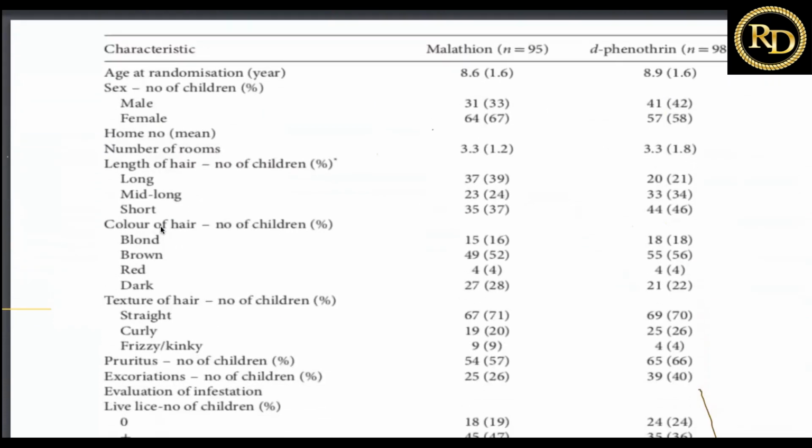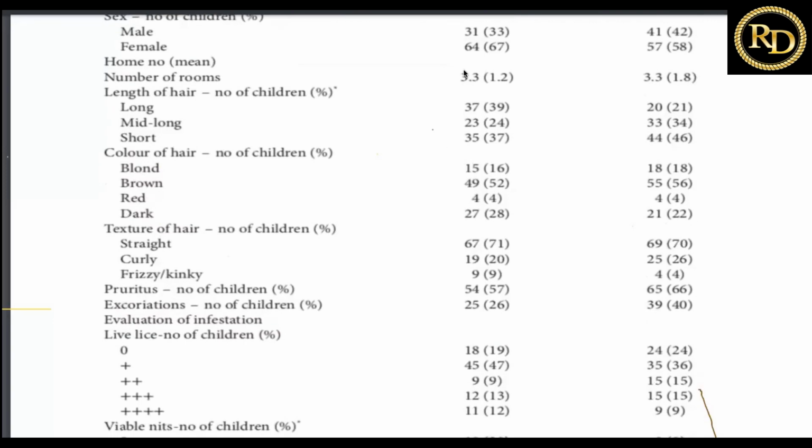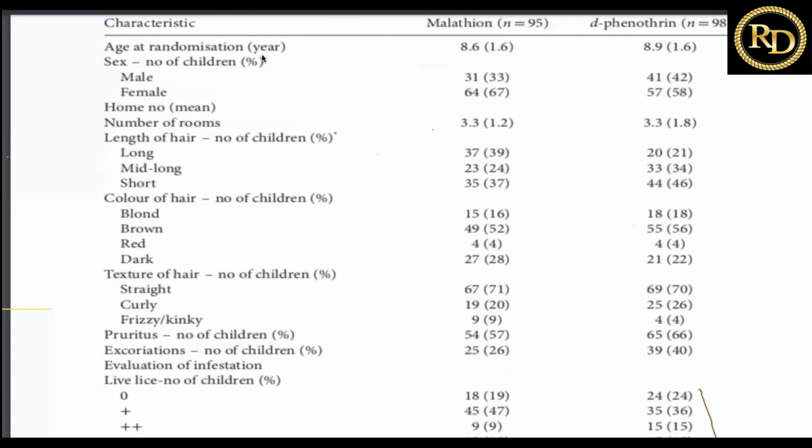another example. Here this age bracket in years, and then sex, a categorical variable. So data is presented in numbers, and here in the bracket, the percentage is given. So you can say number of children in bracket percentage. Okay. Home number, number of rooms, and then length of the hair, number of children: long, mid, long, short. So all the categorical variables are presented with number. In bracket, they have given the percentage, and all the metric variables are given with the mean, and in bracket standard deviation.